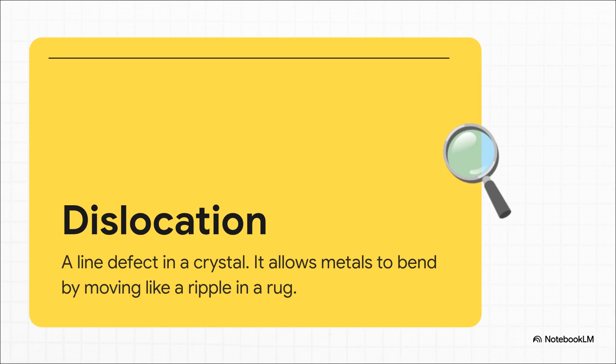When you bend a piece of metal, you're not breaking all the atomic bonds at once. You're just easily sliding these little ripples through the crystal. So the crucial point here is that this weakness is exactly what makes metals so incredibly useful. It's what makes them malleable and ductile, why you can bend them and shape them instead of them just shattering like a piece of pottery. The imperfection is the strength.